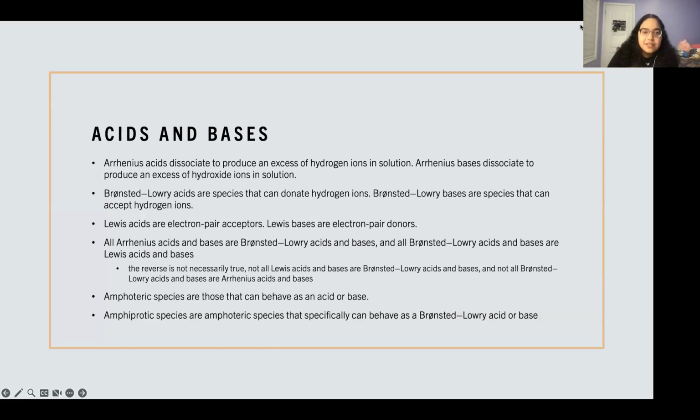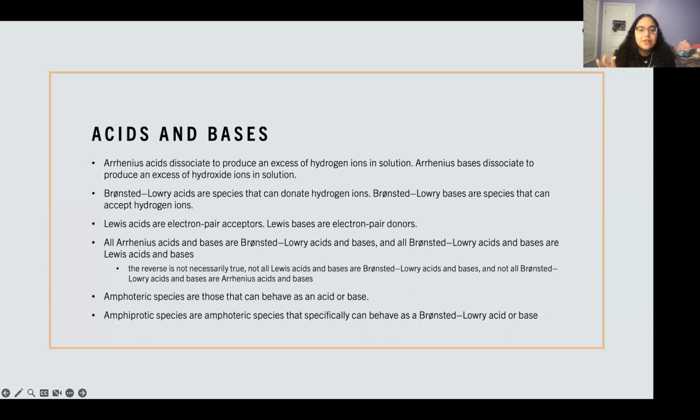So Arrhenius acids are the ones that dissociate to produce hydrogen ions, and bases dissociate to produce hydroxide, OH negative ions. So the H plus and the OH minus are what make acids and bases. For Bronsted-Lowry, the acids are species that can donate hydrogen ions, and the bases are species that can accept hydrogen ions. So it's not about producing hydroxide ions, is the difference there. And then Lewis is more focused on the electrons rather than ions. So acids are electron pair acceptors and bases are electron pair donors.